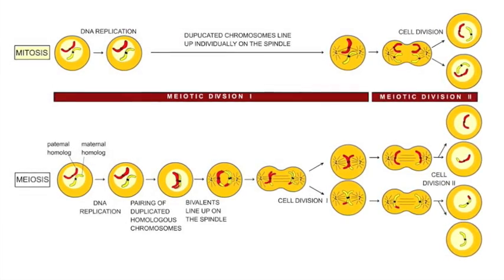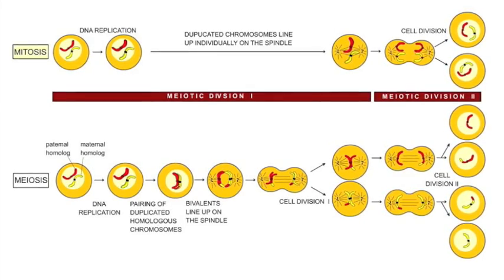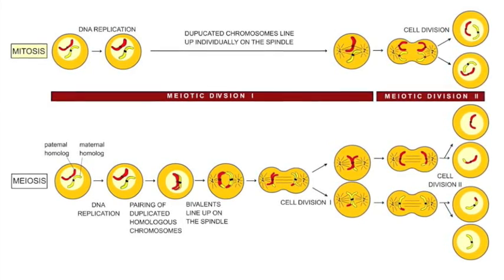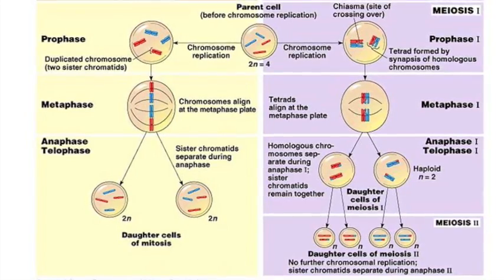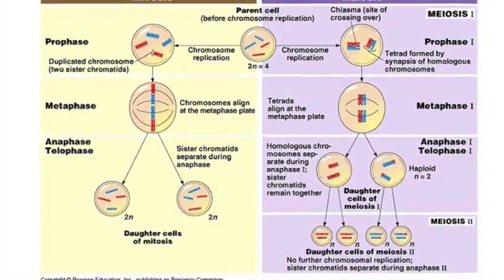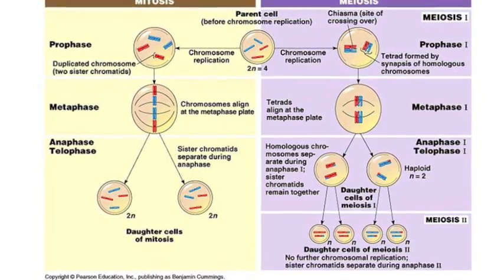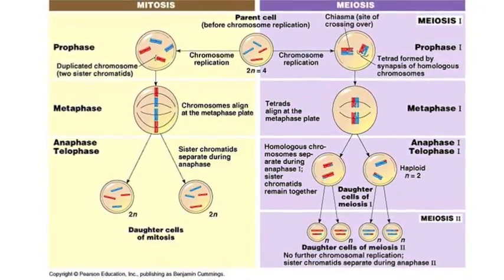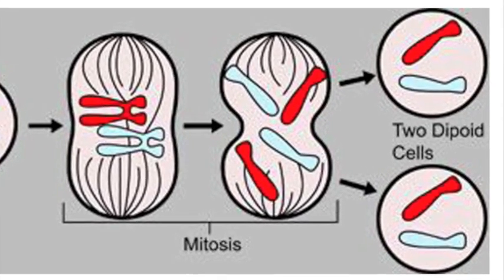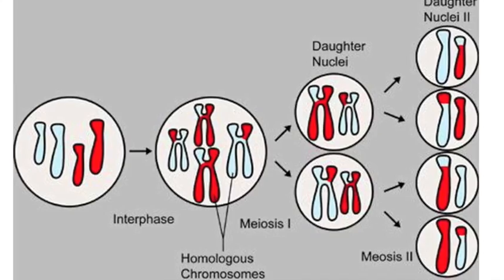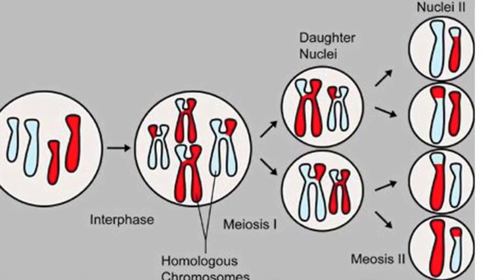Let's look at the bigger picture and compare mitosis with meiosis. In both mitosis and meiosis, DNA replication occurs during interphase before mitosis and meiosis I actually begin. Mitosis only consists of one cell division, while meiosis consists of 2. Therefore, mitosis results in 2 diploid daughter cells that are genetically identical to the parent cell. Meiosis results in 4 haploid daughter cells, each genetically different from the parent cell.